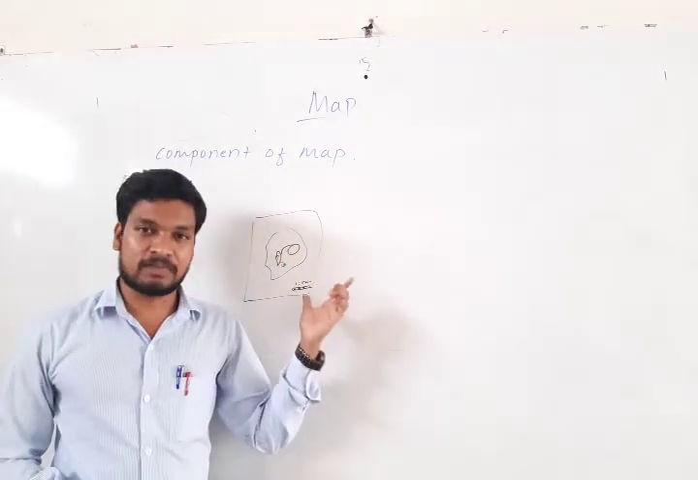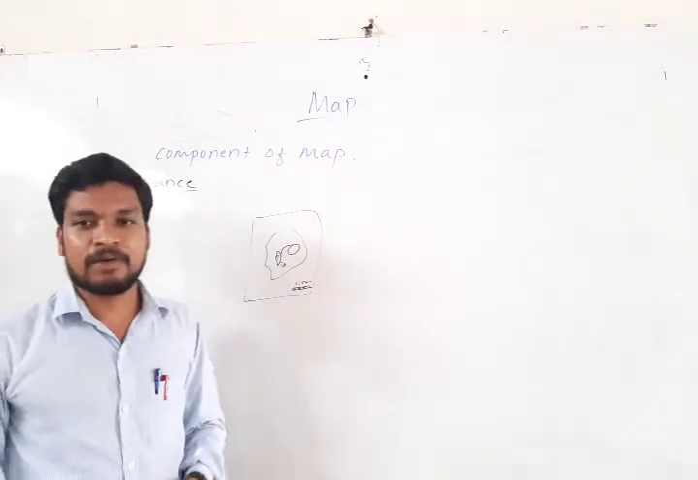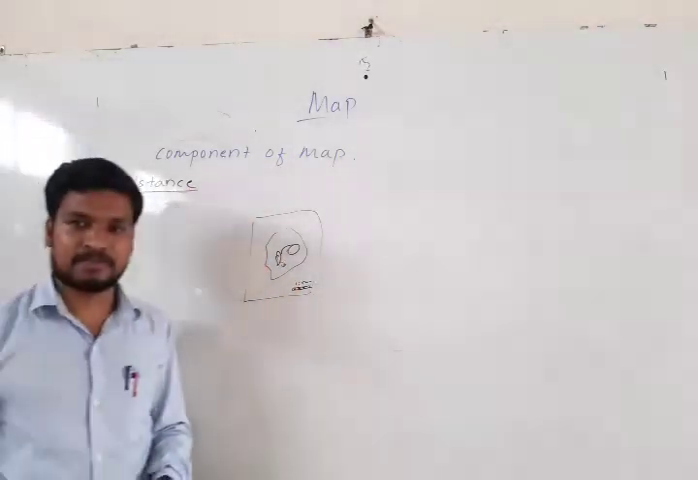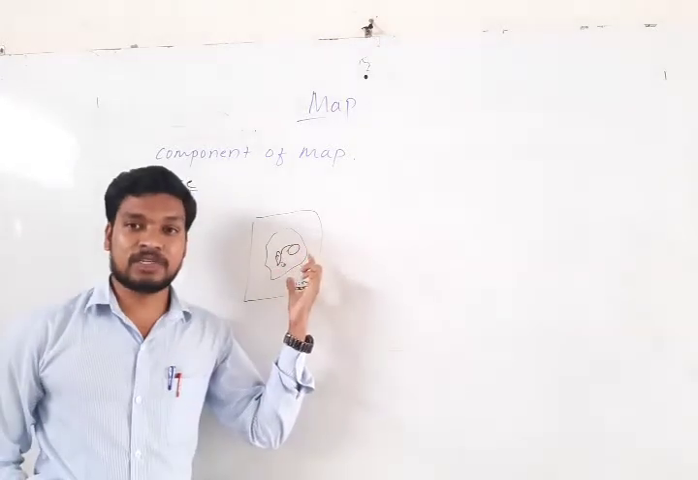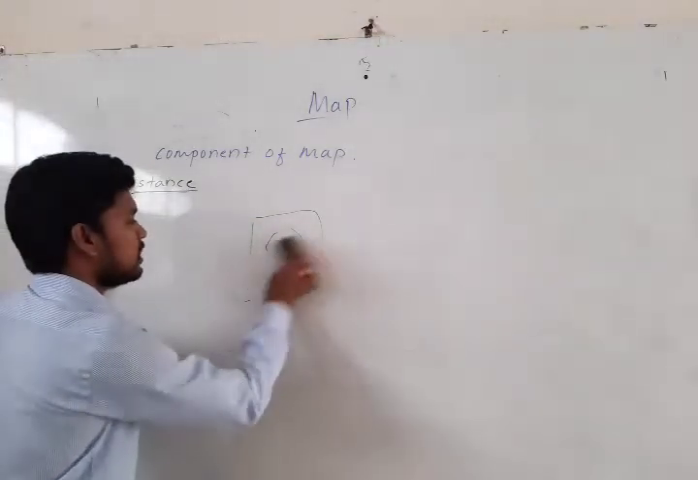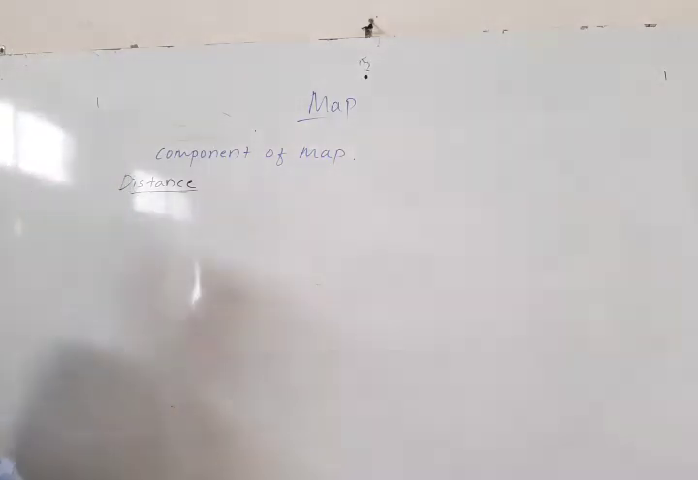So it's a sketch. But here the maps are drawn by having exact distance, by getting information about the exact distance. So distance is a very important component in a map.